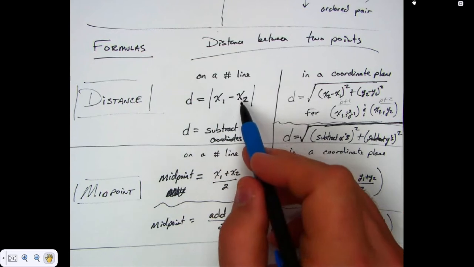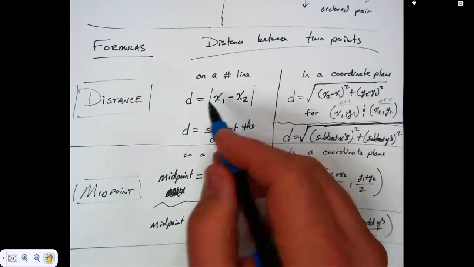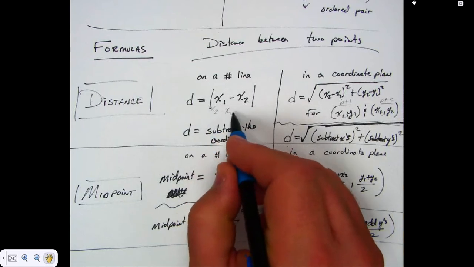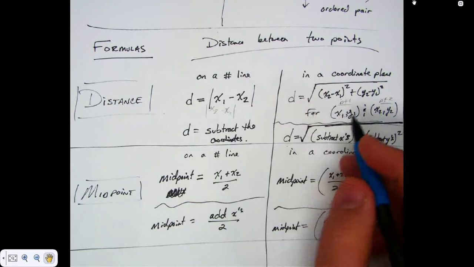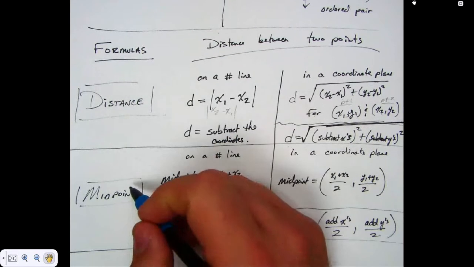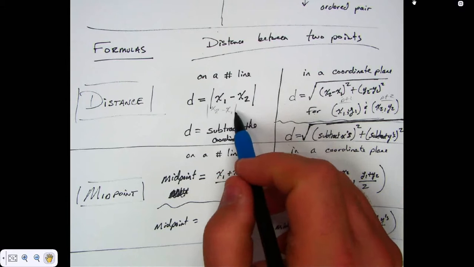Location 1, location 2. It doesn't matter which one's first, because they're going to be positive either way. You could say x2 minus x1, and the book may very well say this, because they're so used to saying that. It doesn't matter, because you're taking the what? Absolute value. A negative 5 will become a what? 5. A positive 5 will stay a what? 5.